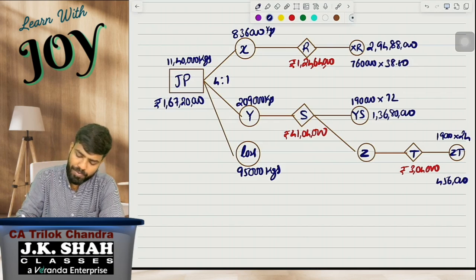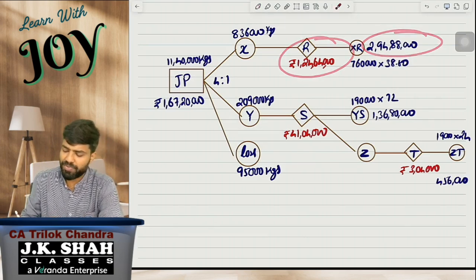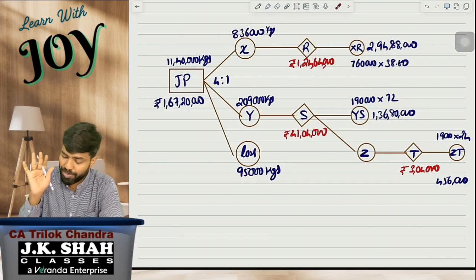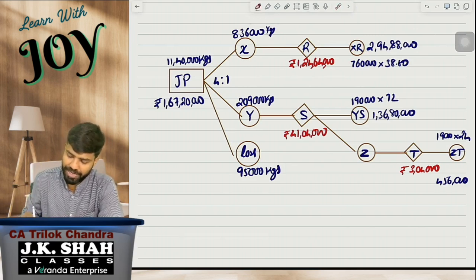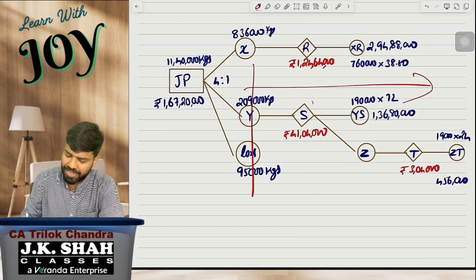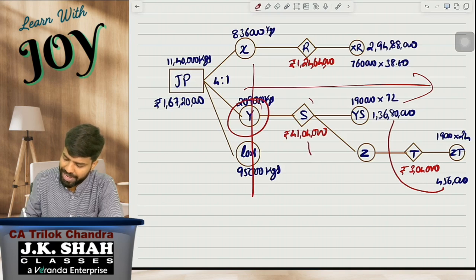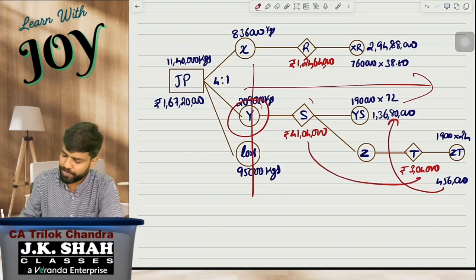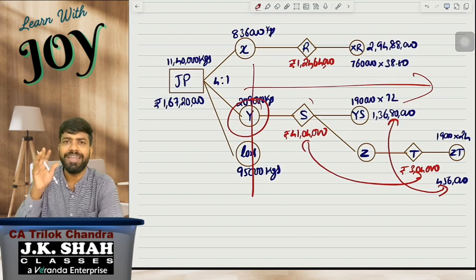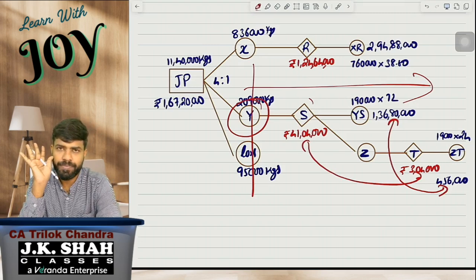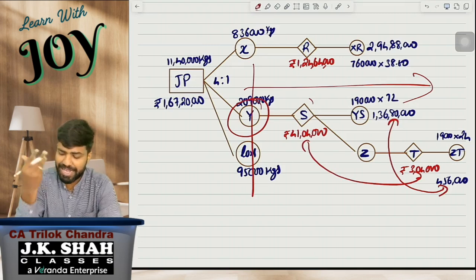Now what we need to do? Sale value after further processing minus further processing cost, we get NRV. Now listen to me carefully here. For the sale value after further processing, we need to add these two sale values and exclude the further processing cost. We'll get the NRV. Are you understanding? Or else what we can do?